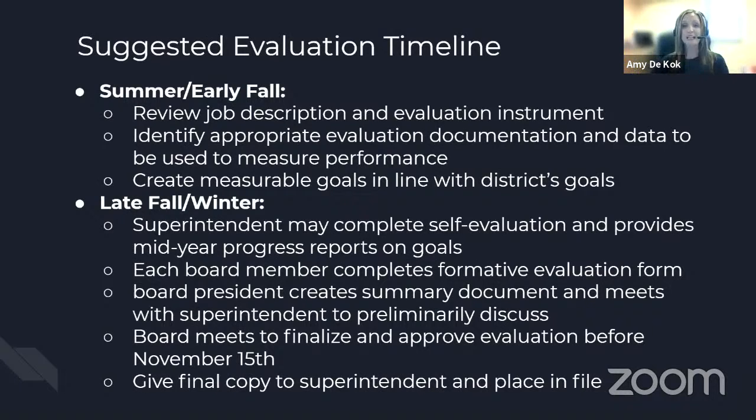So once that meeting occurs, and it doesn't have to be real formal, it's just an opportunity to let the superintendent know, okay, here's what the preliminary summary evaluation document looks like, and it gives the superintendent a heads up as to what might be discussed at the meeting. And then the board would schedule a meeting that's properly noticed, accessible by the public, and open to the public, where they will meet to discuss, finalize, and approve that evaluation before that November 15th deadline. And then once that occurs, you would give the final copy to the superintendent and then place a copy in the superintendent's personnel file. So that's what the late fall, winter would look like in this suggested time frame.